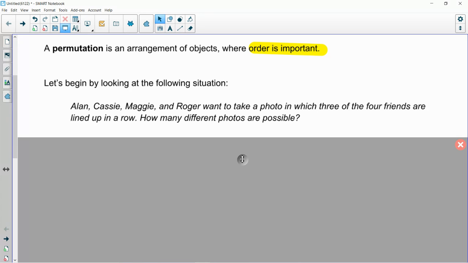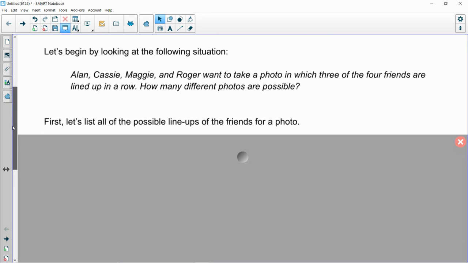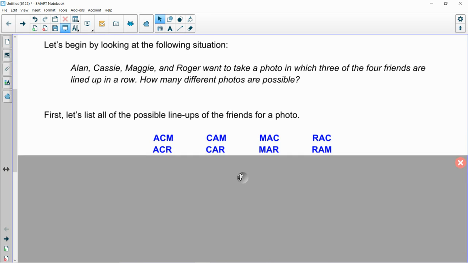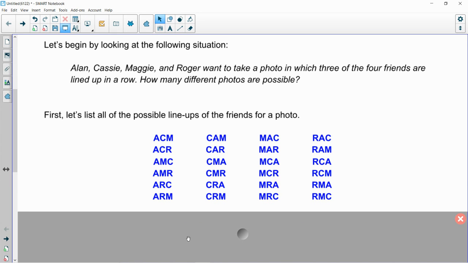So we want to make our first step and think about, well, what are the possible lineups? Let's really break this question down. So instead of talking about a formula for permutations or talking about using the calculator for permutations or any of that other stuff, let's just consider what our options are. So if we make a list, and here it is. What I did was I used the first letter of everybody's name, and I ran through all of the possible lineups for the friends if they're taking a photo.